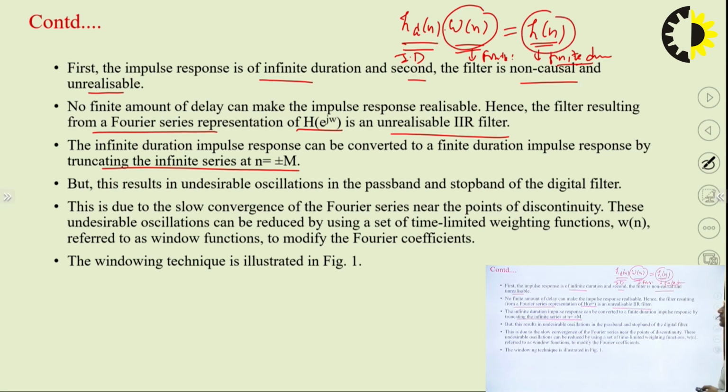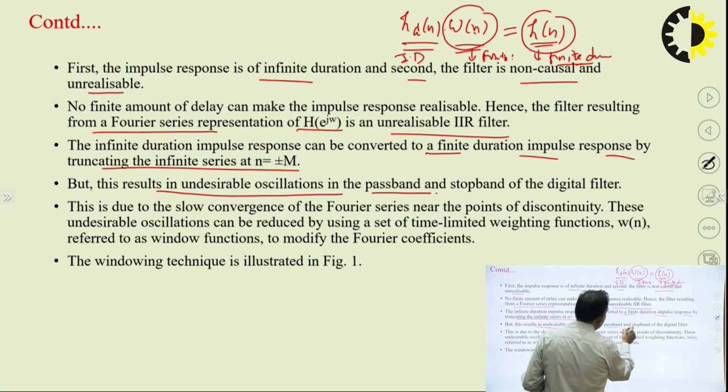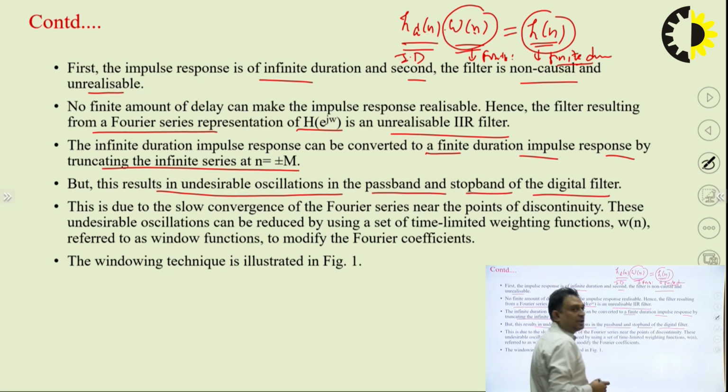impulse response. So that's why it is written over here: the infinite duration impulse response can be converted to a finite duration impulse response by truncating the infinite series at n equals plus minus M. But if we simply truncate, the shape of the window function matters, because the truncation will be abrupt. If the truncation is abrupt, then we get undesirable oscillations in the passband and stopband of the digital filter, which is not desirable.